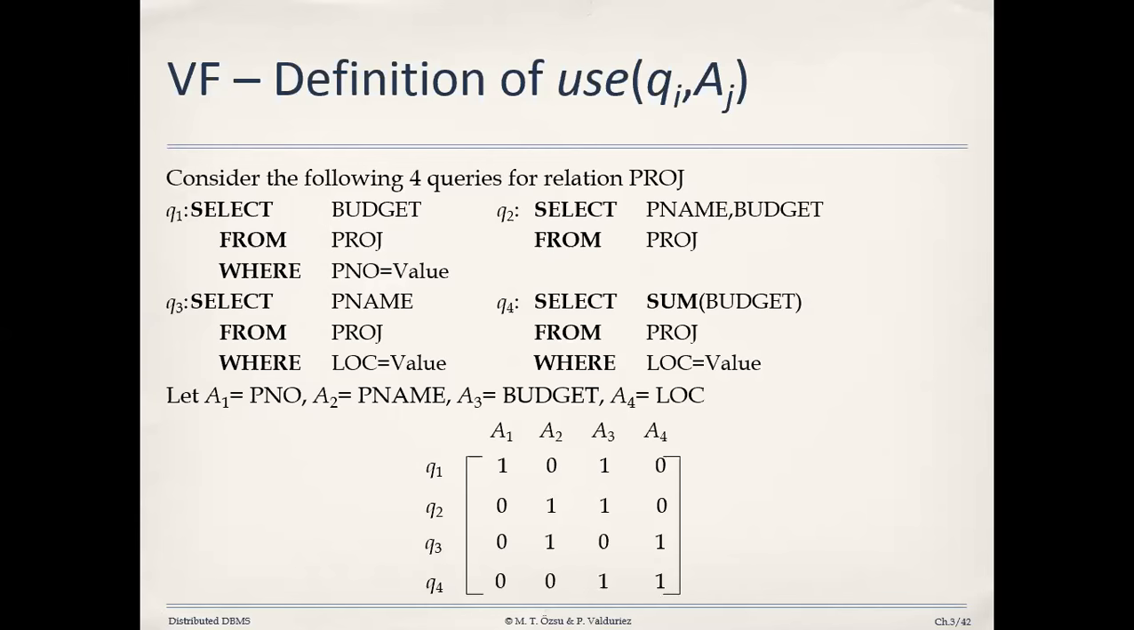Similarly, you can see for query 2. Query 2 is select P name, budget from project. So here only P name and budget are required. P name is A2, so the value is 1. Budget is A3, the value is 1. Similarly, A1 is 0 and A4 is 0. In that way, you can develop the matrix that is called the usage matrix, use(Qi, Aj). Here four queries are given. There might be 6 queries, 3 queries, or 7 queries. In the same manner, you can develop the matrix.